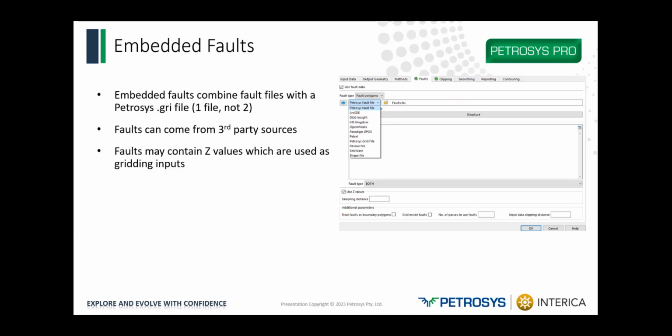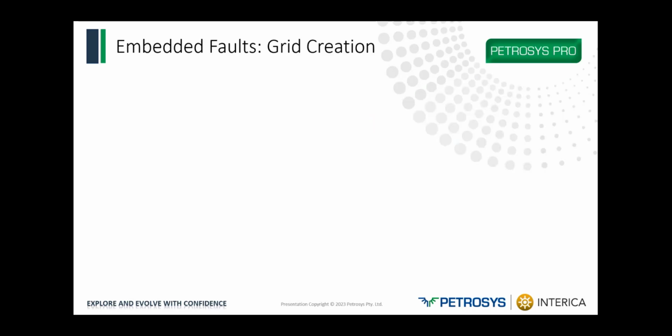Faults may contain z-values, which are used as gridding inputs. What that means is that when you're working with, say, a structural grid or a thickness grid, we can actually record z-values alongside those faults, and these faults will be used to influence the gridding process. They may be incorporated into any intermediate gridding passes, and I'm going to explain that in just a second. What do I mean when I say intermediate gridding passes? To understand what I mean by that, we're going to have to take a look at how Petrosys creates a grid.